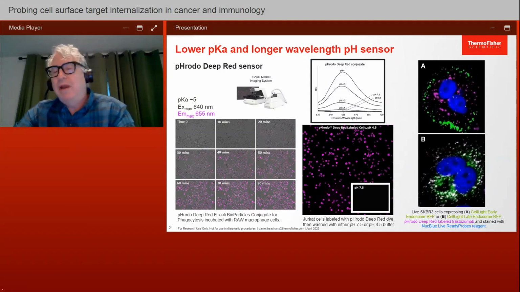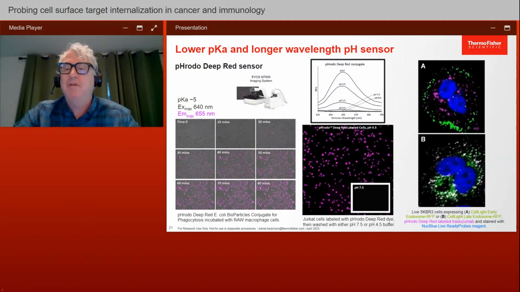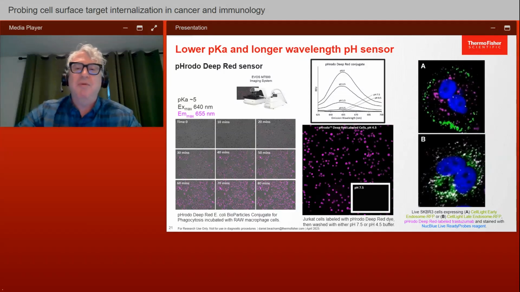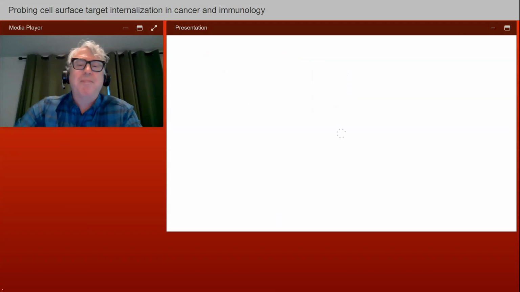I've pseudo-colored it white so that you don't have a bad display, but the point is that this co-localizes with late endosome and lysosome markers in every visualization. Again, cells have to be live because these pH gradients disappear if you fix the cells.